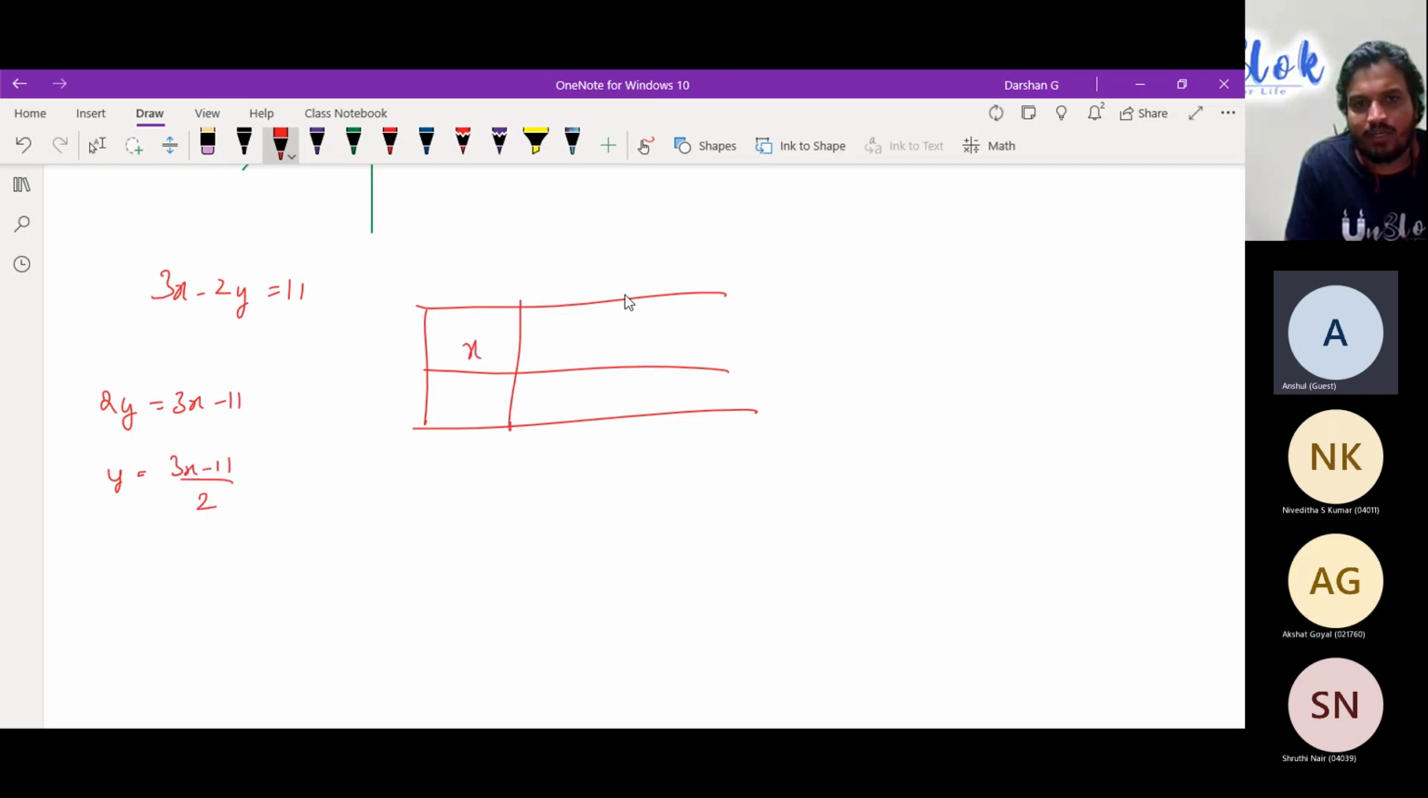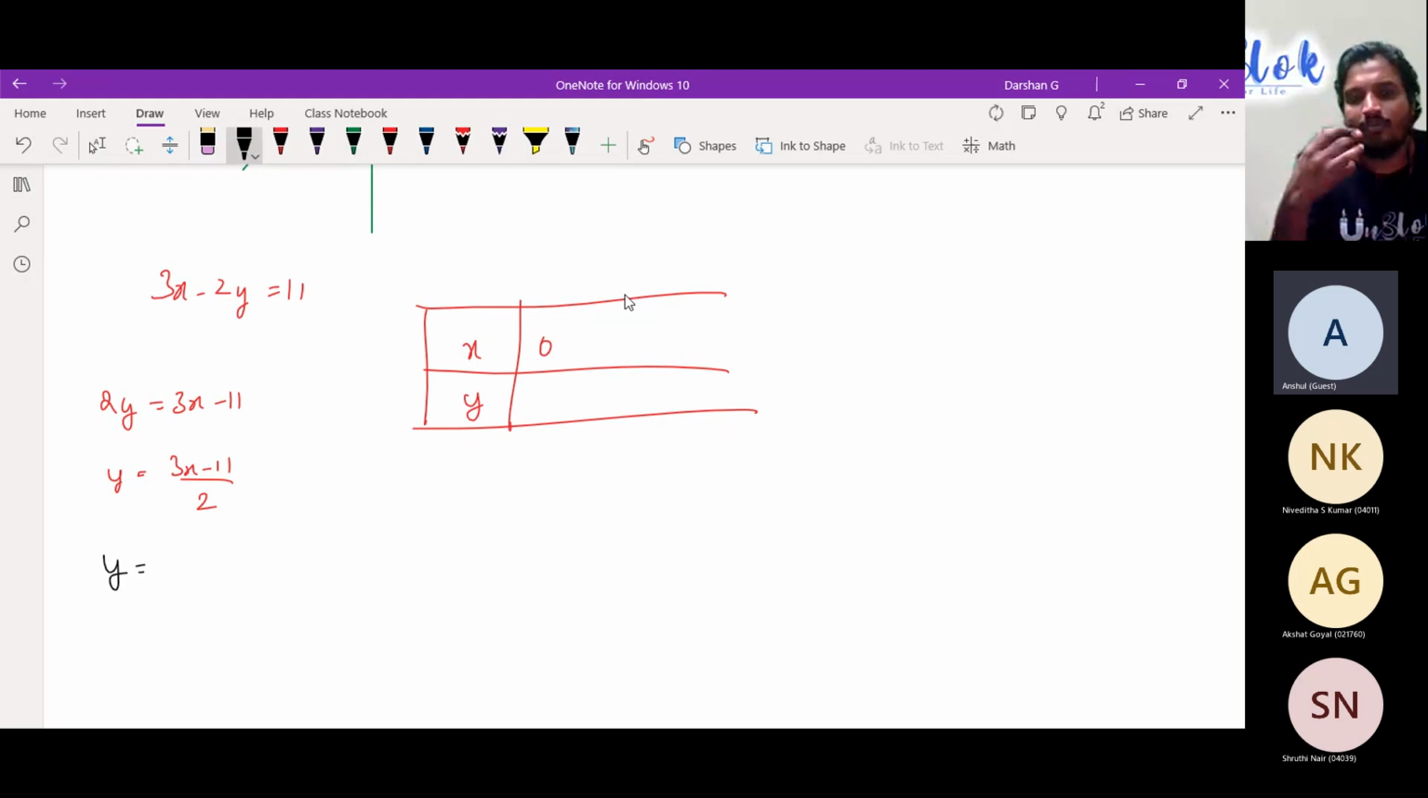I'll start putting values for x and y. So x I'm putting as 0. What will be the y answer? Y will be, Shruti, come on, answer this question. What will y be? Y will be (0 minus 11) by 2. Answer is minus 5.5. I don't want 5.5. I told you I don't want decimals. In this situation I can take it, but I don't want it in decimals.